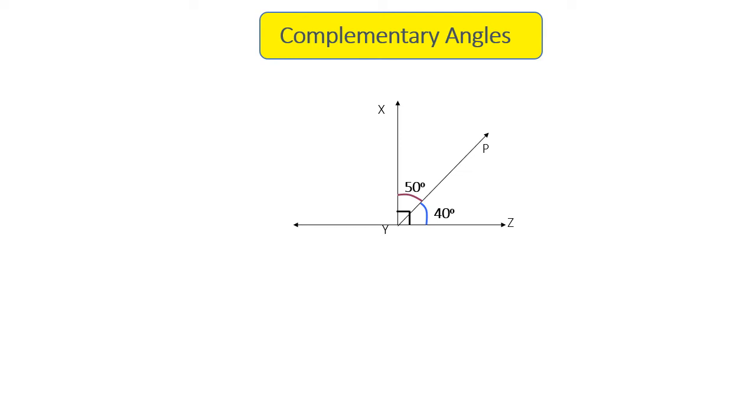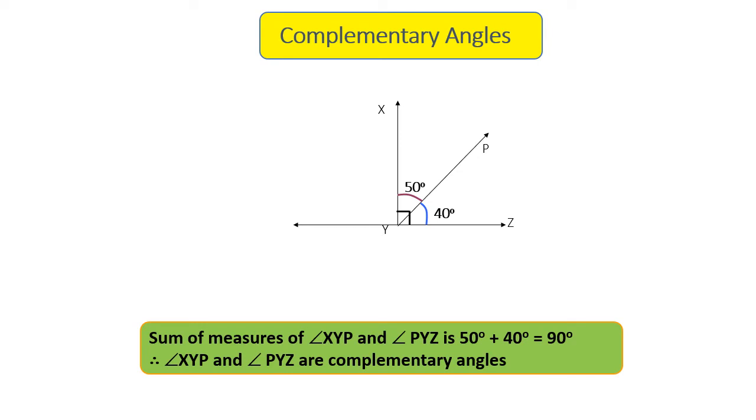So this is an example, again an example. See, these two angles. If you talk about this angle, the first one is this blue color angle, which is 40 degrees. What is the name of this angle? This angle can be represented, let me write here, angle PYZ. Angle PYZ is given as 40 degrees, right?